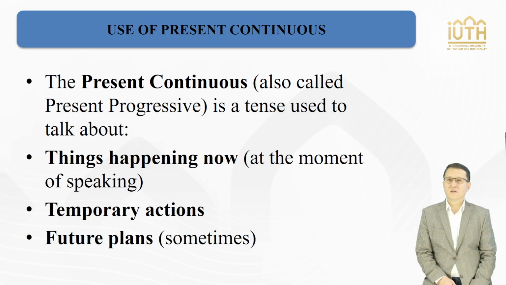Now, dear learners, let's talk about what is the present continuous tense. The present continuous tense, also called present progressive, is a tense used to talk about: first, actions happening now. I'm talking to you. He is drinking water. They are playing salsa. Second, temporary actions.